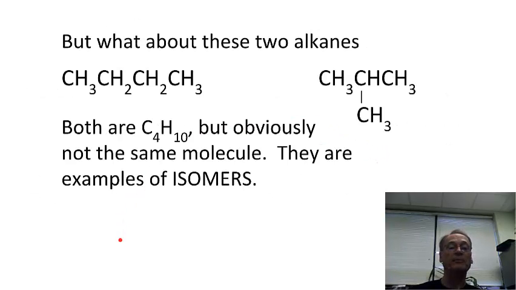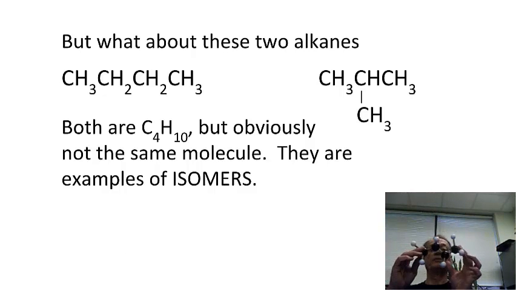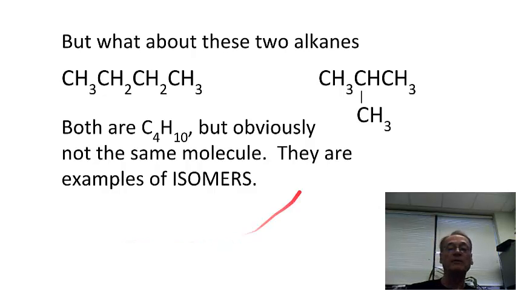Now, let's back up to butane. As we saw a minute ago, butane is 4 carbons in a row with a total of 10 hydrogens. But there's also another compound with 4 carbons and 10 hydrogens. So they have the same formula, C4H10, but they're obviously not the same molecule. Or perhaps you're not convinced that they're not the same molecule, but look at the groupings. CH3 attached to a CH2, and then another CH2.